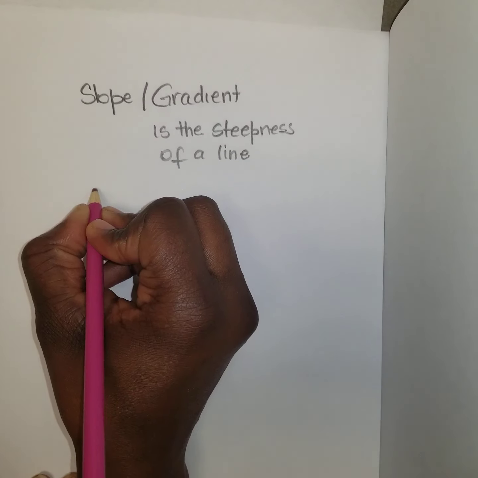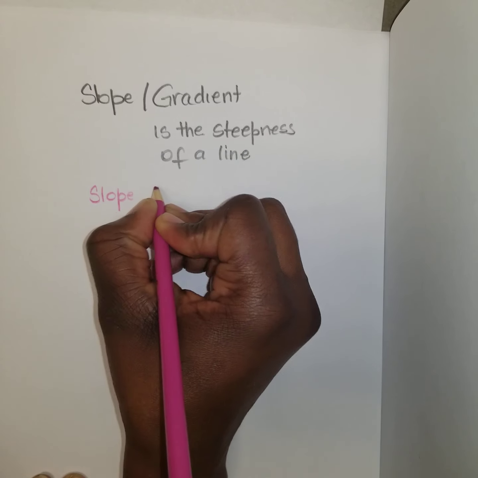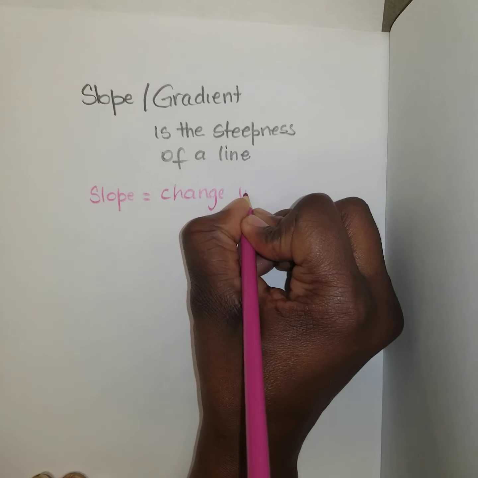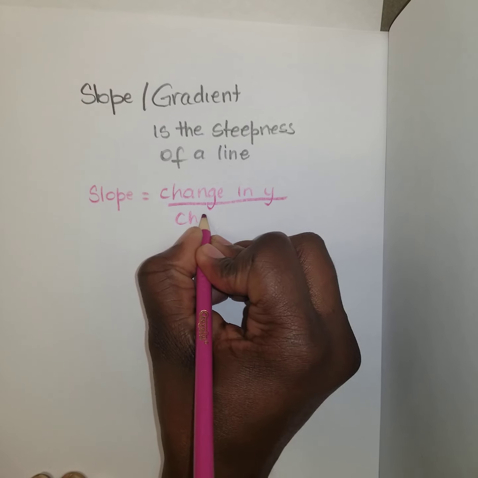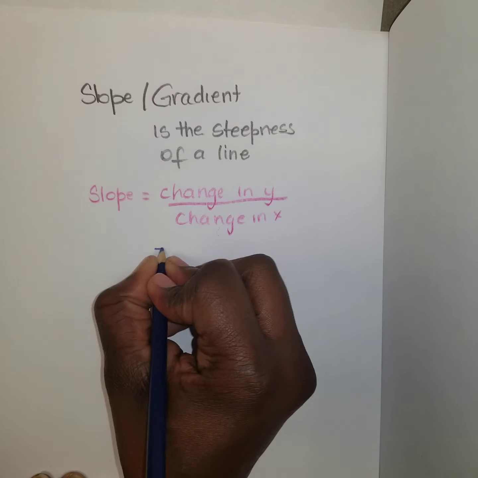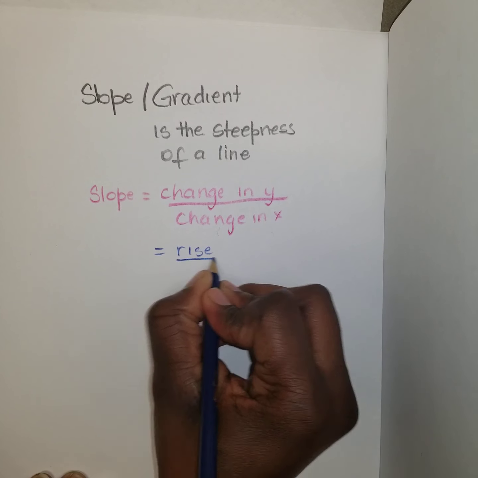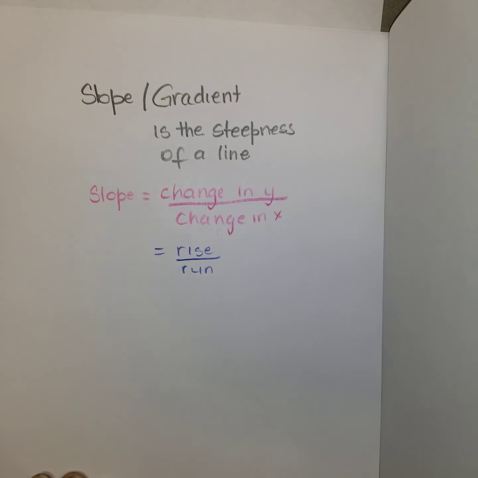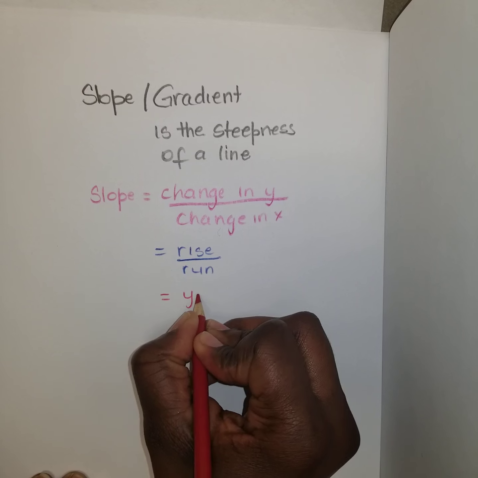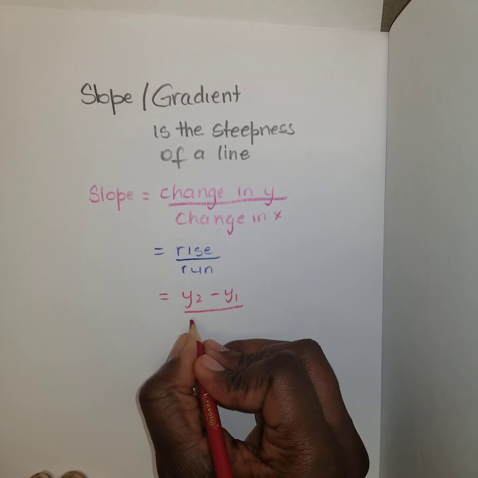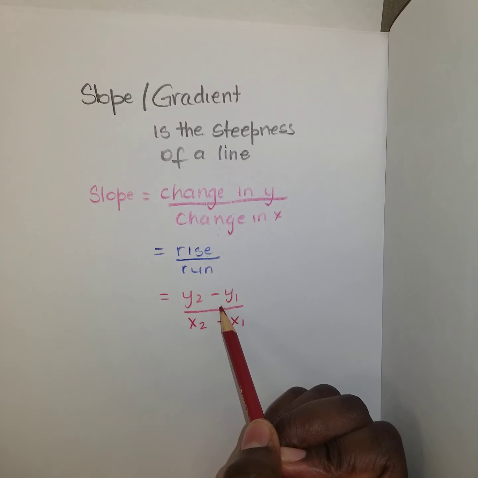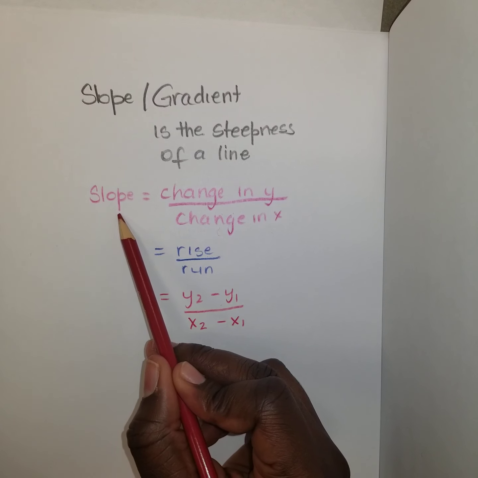So the slope formula is equal to, some would say, change in y divided by the change in x. Others know it as saying rise over run. Others know it as y2 subtract y1 divided by x2 subtract x1. But all three formulas apply to the same thing, slope.